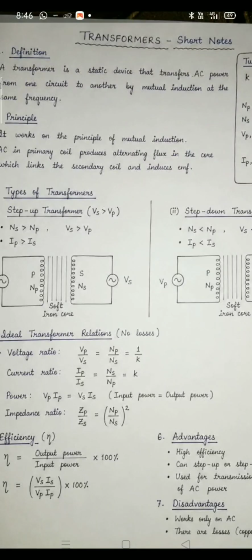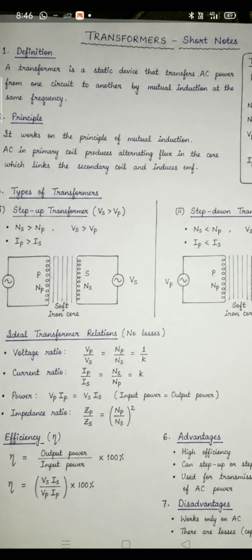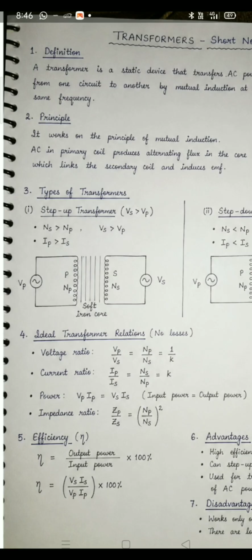Transformer short notes. Definition: a transformer is a static device that transfers AC power from one circuit to another by mutual induction at the same frequency. And principle: it works on the principle of mutual induction. AC in the primary coil produces alternating flux in the core, which links the secondary coil and induces EMF.